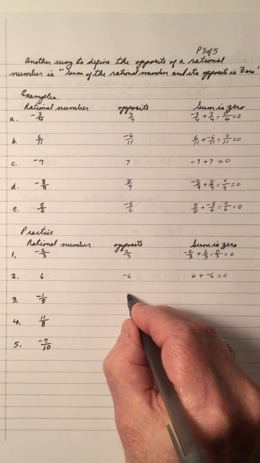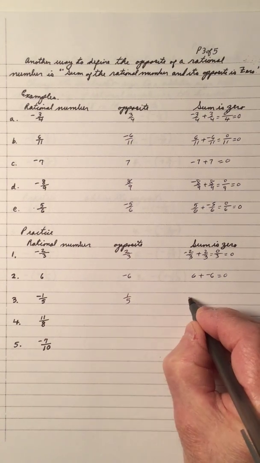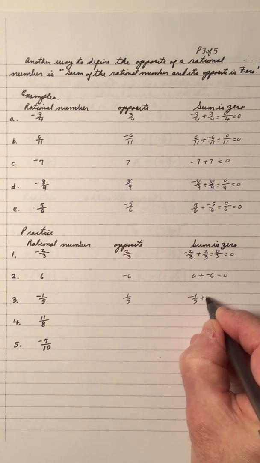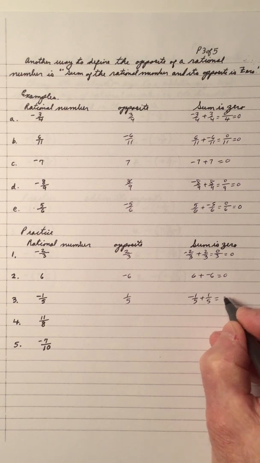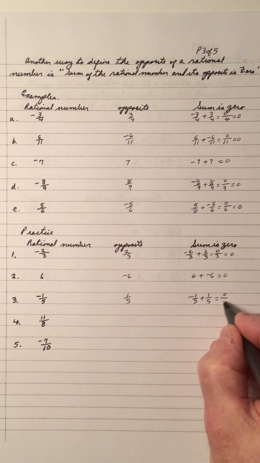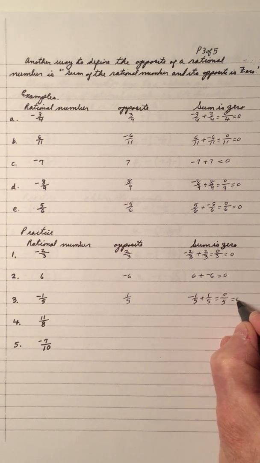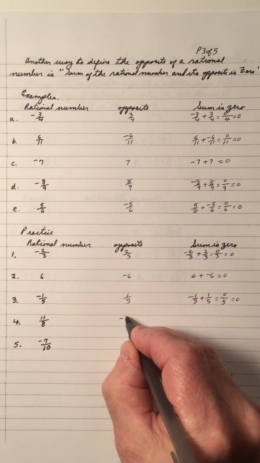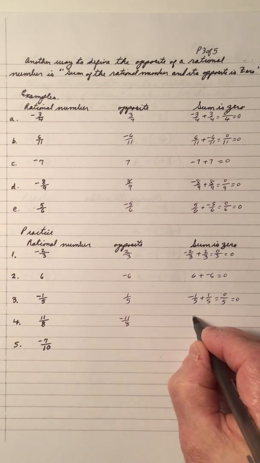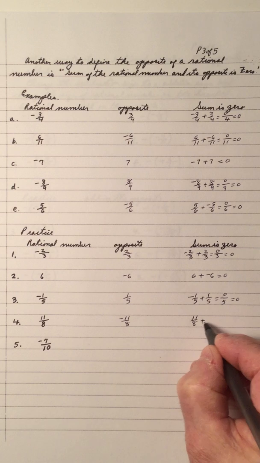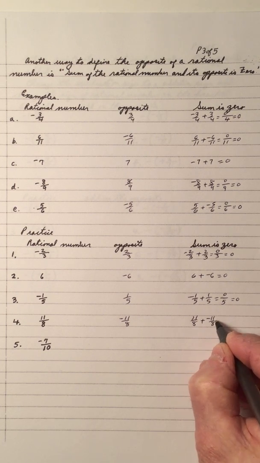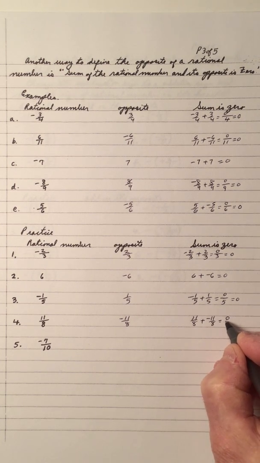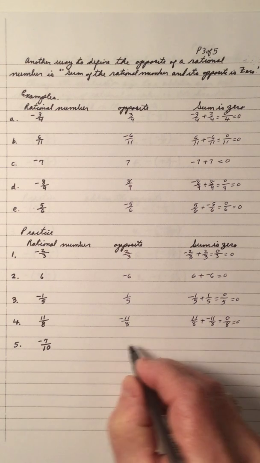Opposite of negative 1/5 is 1/5. Negative 1 over 5, add on 1 over 5, which is its opposite. Add negative 1 and 1, you get a 0 over your denominator of 5. 0 over 5 is 0. 11 over 8, negative 11 over 8 is the opposite. 11 over 8, add on negative 11 over 8, and you have 0 over 8, which is 0.